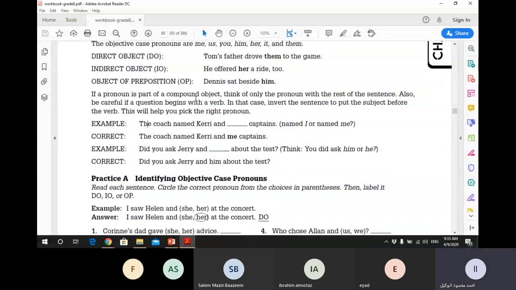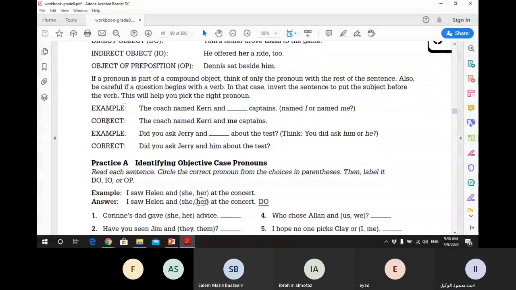If a pronoun is a part of a compound object, think only of the pronoun with the rest of the sentence. Also be careful if the question begins with a verb. In this case, invert the sentence to put the subject before the verb. So simply, if the sentence is mixed up, try to invert it and put it in the correct arrangement: subject, action verb, and then the object.